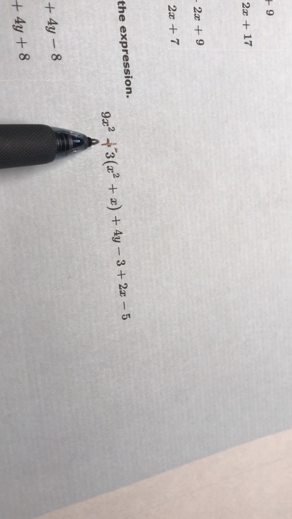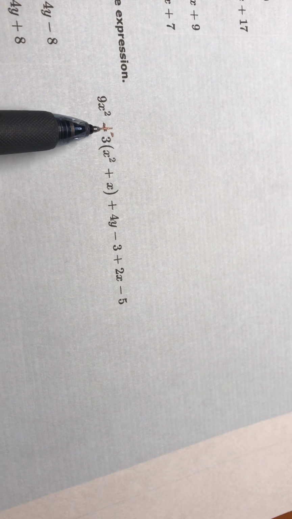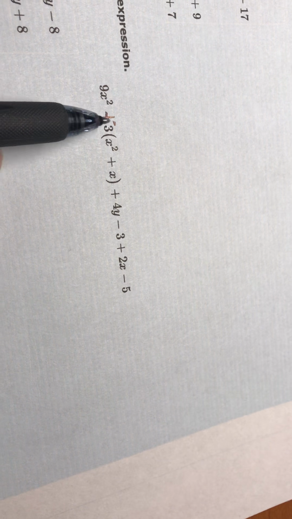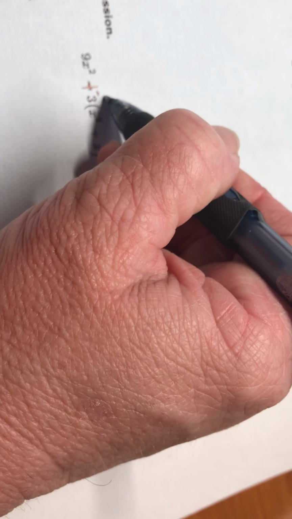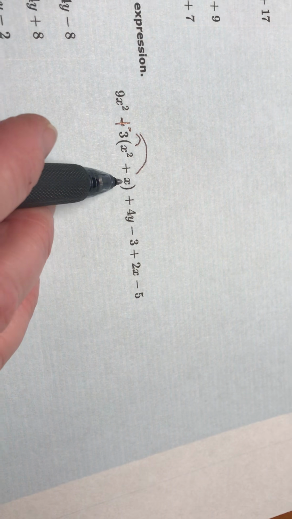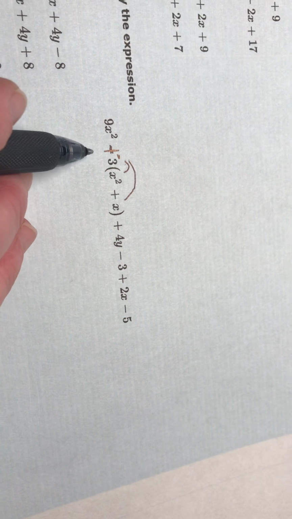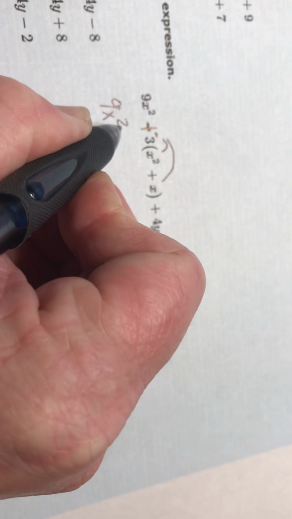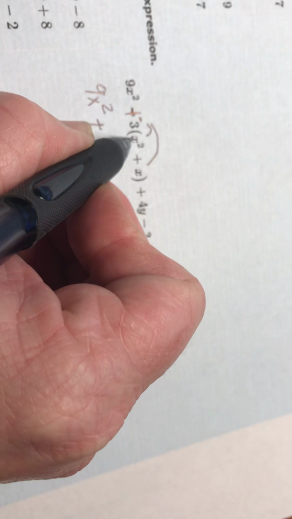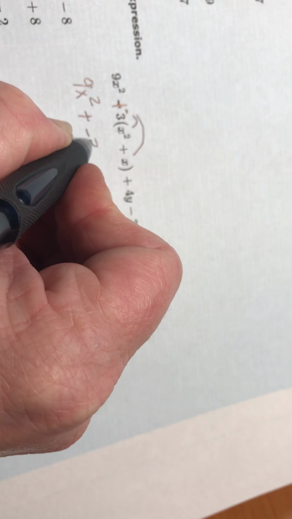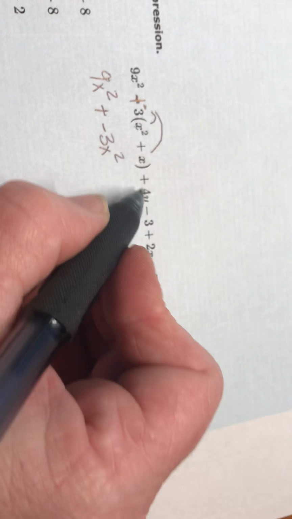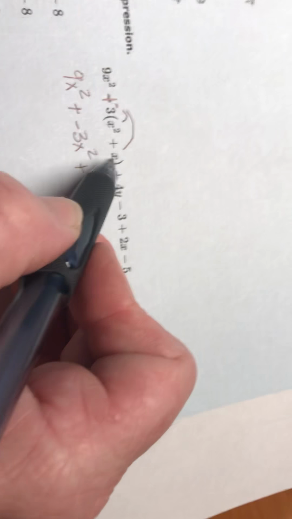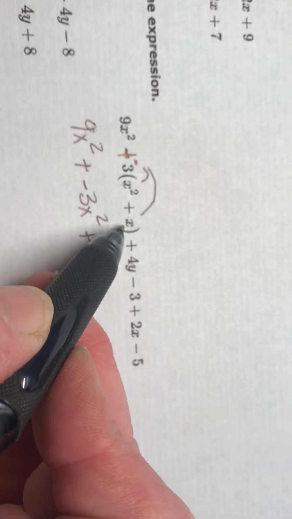So my trick to you guys is, anytime there's a minus sign, make it a plus a negative. And then you know for sure when you do your distributive property, you're distributing that -3 to both terms. Okay? So I'm going to rewrite everything here. I've got 9x squared plus -3 times x squared. So this becomes a -3x squared plus -3 times x.